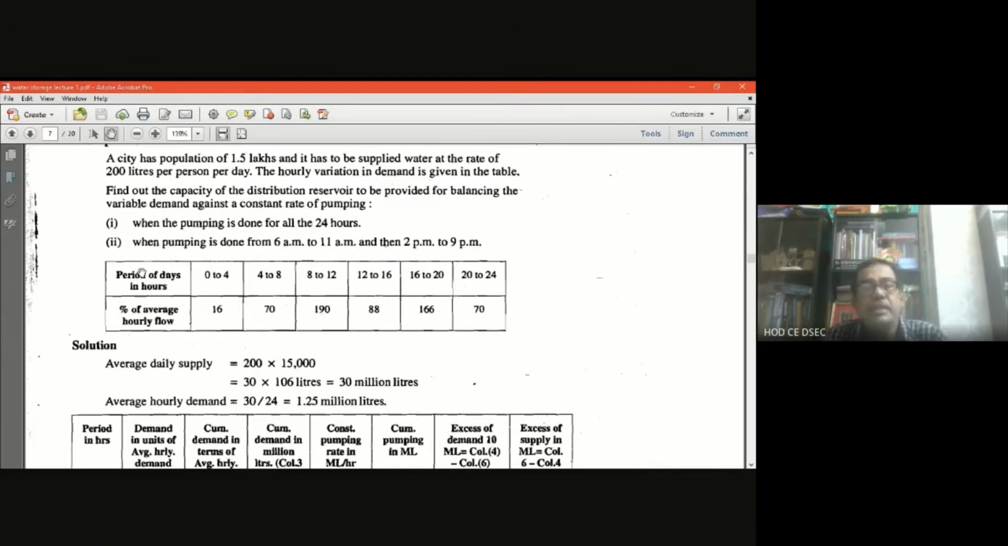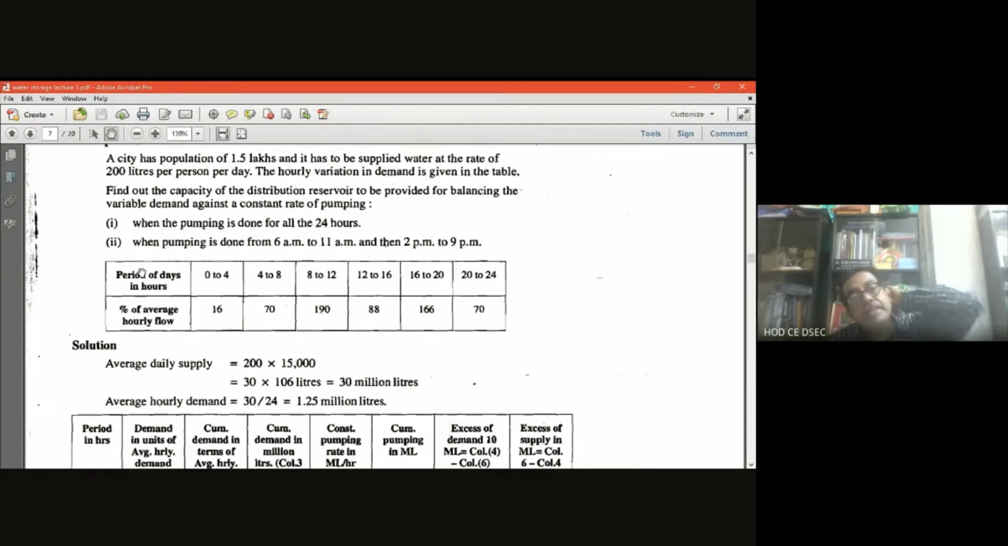The hourly variation in demand is given in the table, because you have to match the supply with that hourly demand, and accordingly design a storage tank and determine its capacity. Now find out the capacity of the distribution reservoir to be provided for balancing the variable demand against a constant rate of pumping. When the pumping is done for all 24 hours, that is one case.